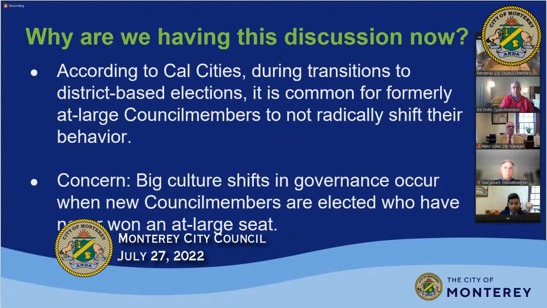I was just speaking to a colleague of mine, a city manager from a Bay Area city, earlier today about how one out of their five council members has never won an at-large seat, and that person's mentality is very much focused and narrow-minded on only their district's views. And that does become a challenge when we look at trying to solve the city's problems as a whole. So that's why we're having that discussion today.